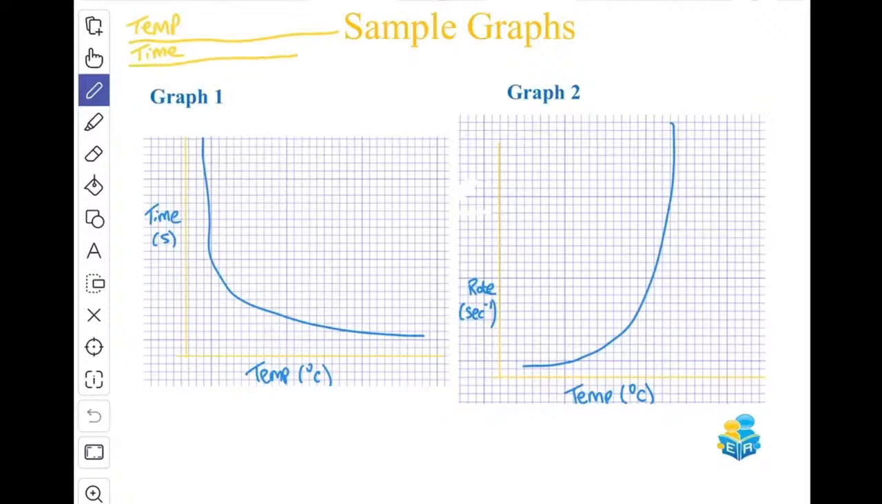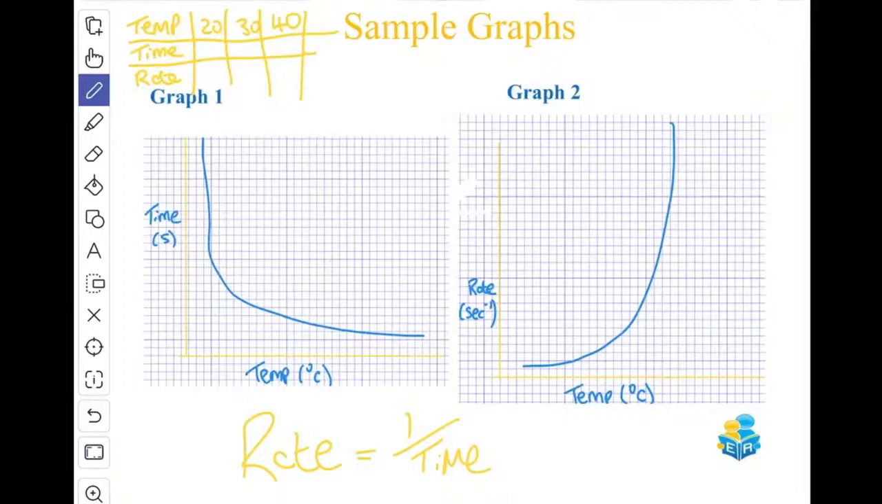So your temperatures would be 20, 30, 40, and you would fill that table in accordingly. You would also need to remember that to calculate the rate, it is 1 over the time. And in an exam, it's important to remember that because they won't tell you that the rate is 1 over the time. If they ask you to put together this table and calculate the rate, they won't tell you that it's 1 over the time, so you need to remember that.